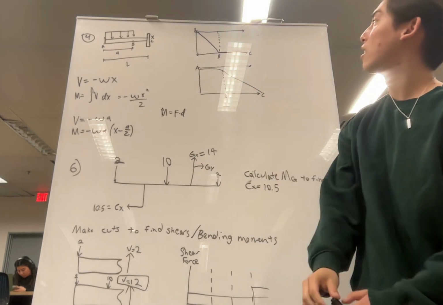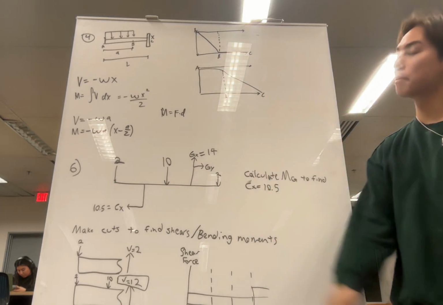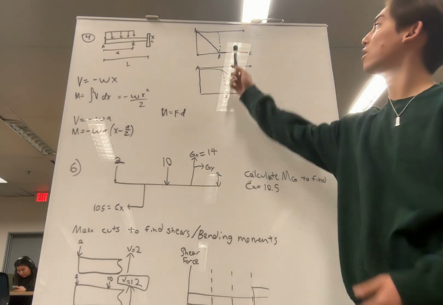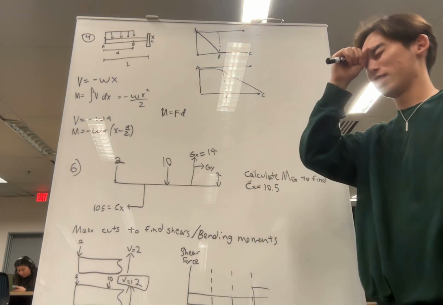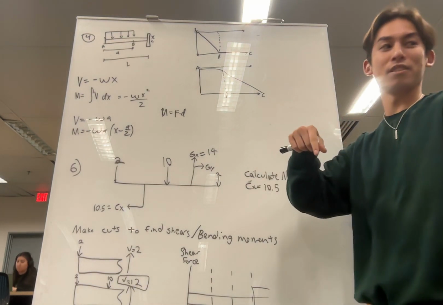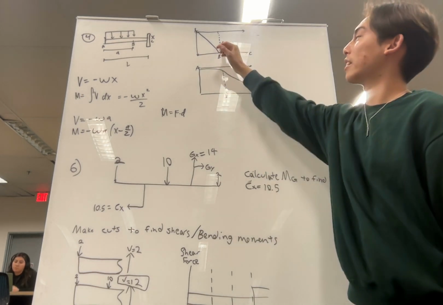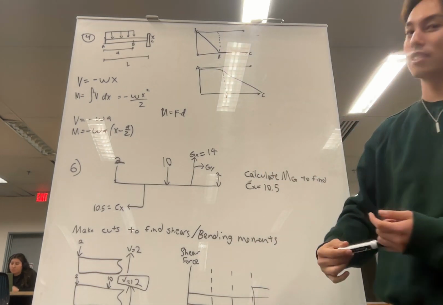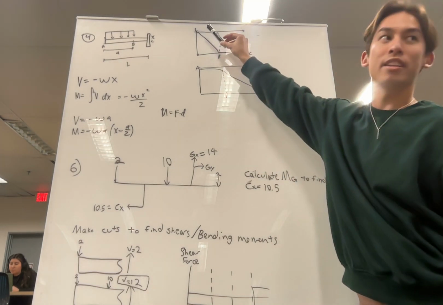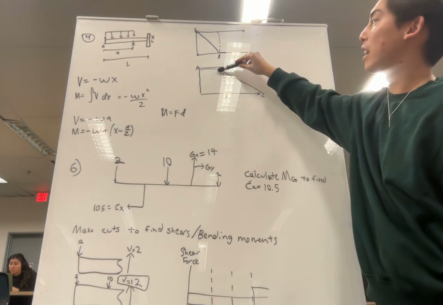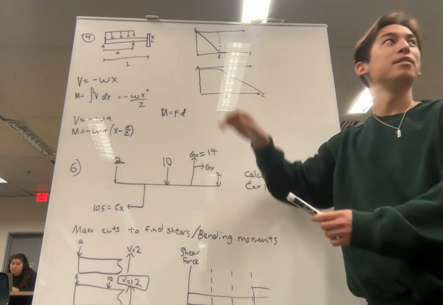For the bending moment diagram, it's the integral of this. Or no, derivative. Wait, I think it's integral. Yeah, it depends which way you're going. If this is a negative line, this is negative x, so this would be like negative 1/2 x squared. So it's a negative parabola.